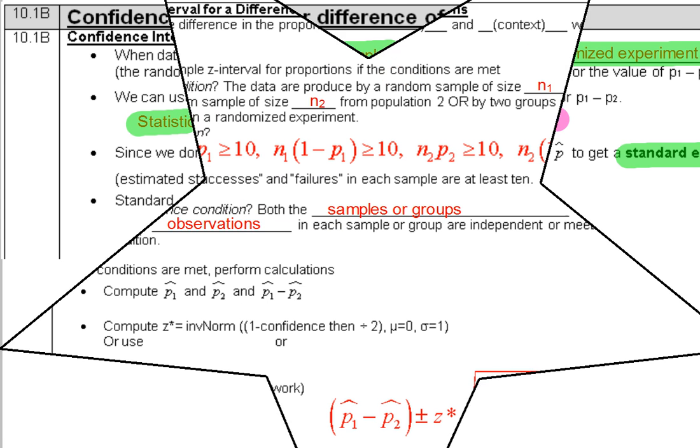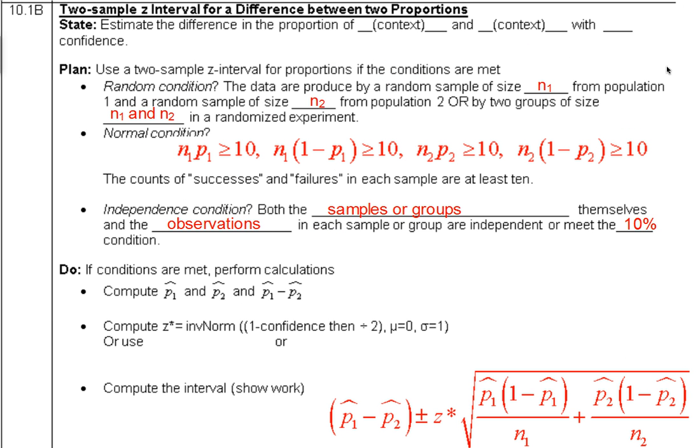Now we're going to go over the whole thing we have to do for a two sample z interval. The first thing we do is state that we're going to estimate the difference in proportion between two different things with a certain confidence level that we decide or is decided for us in the original problem. Then our plan is stating that we're going to use a two sample z interval for proportions, and we're going to check our conditions. Our conditions are very similar to what we had before. First is our random condition.